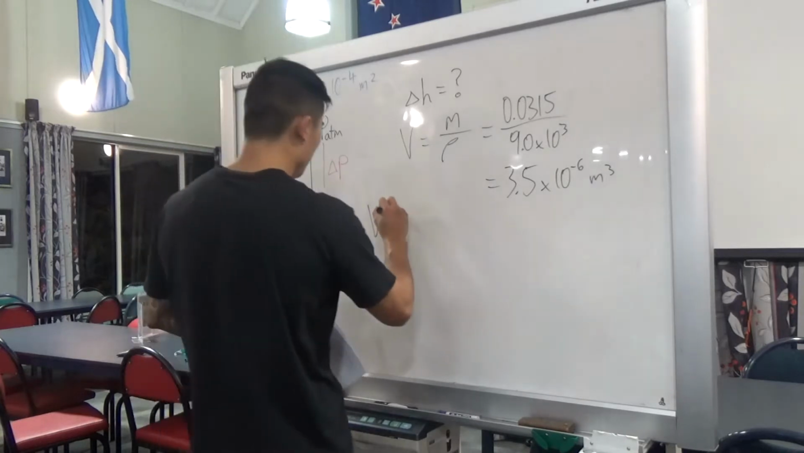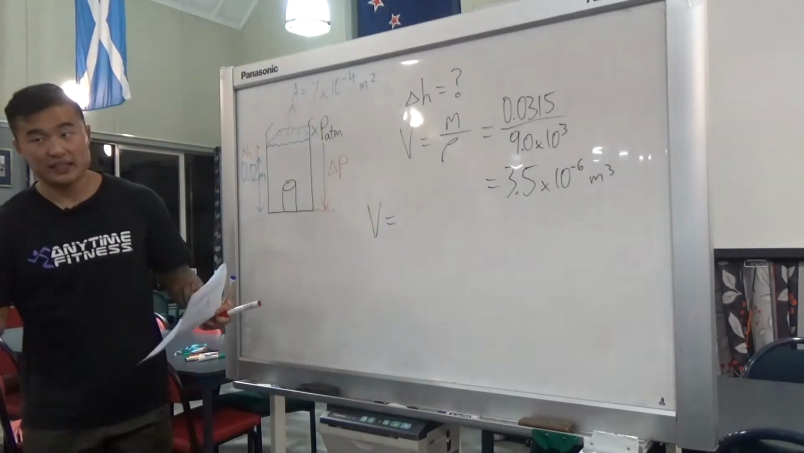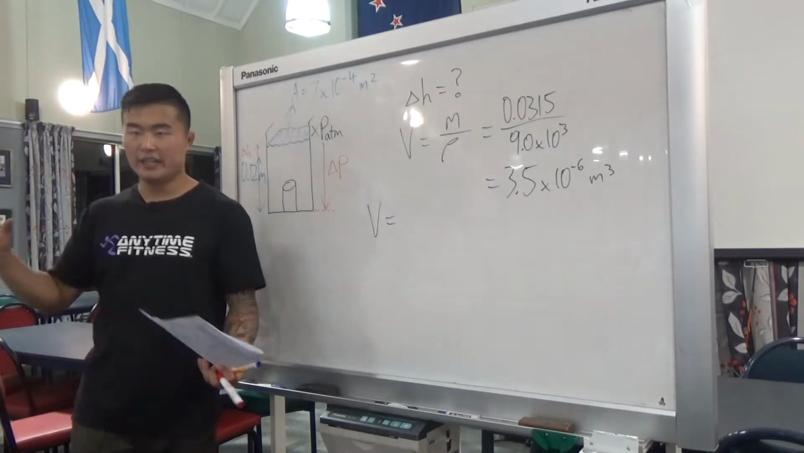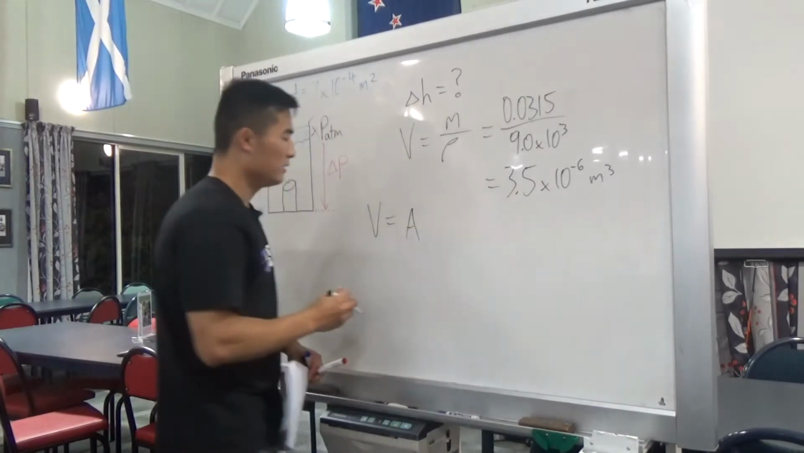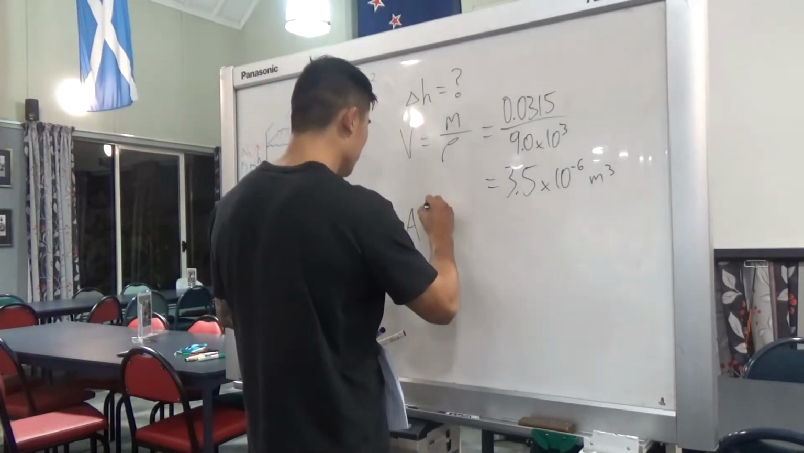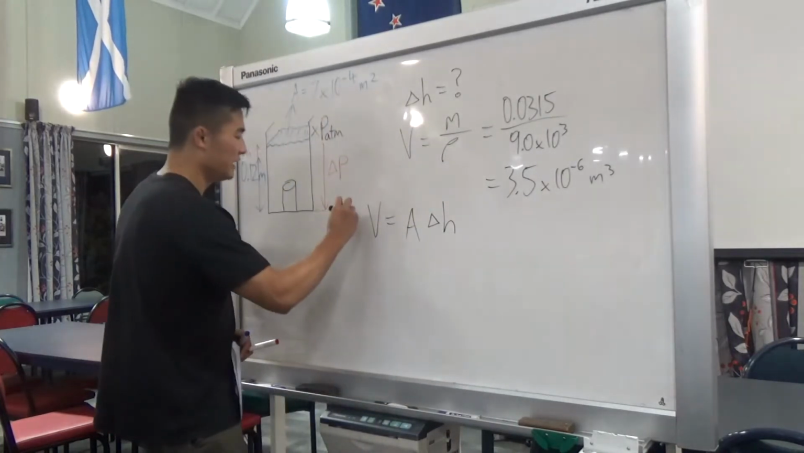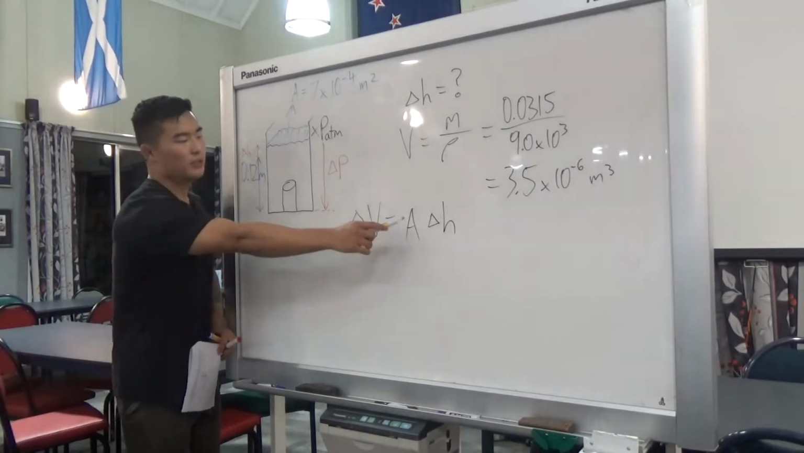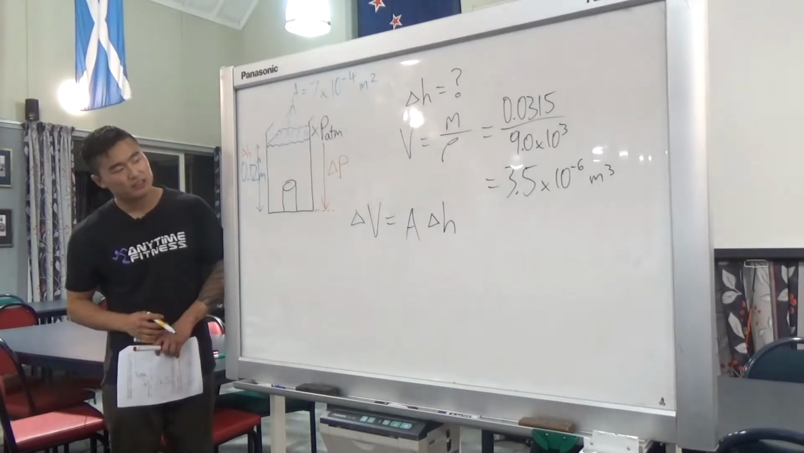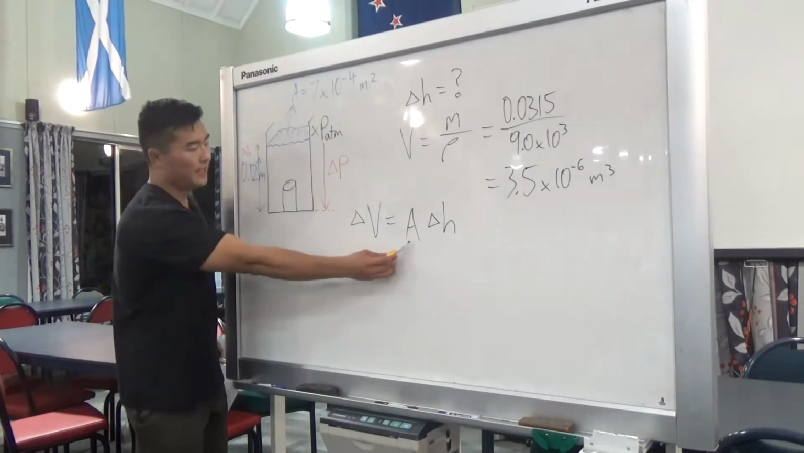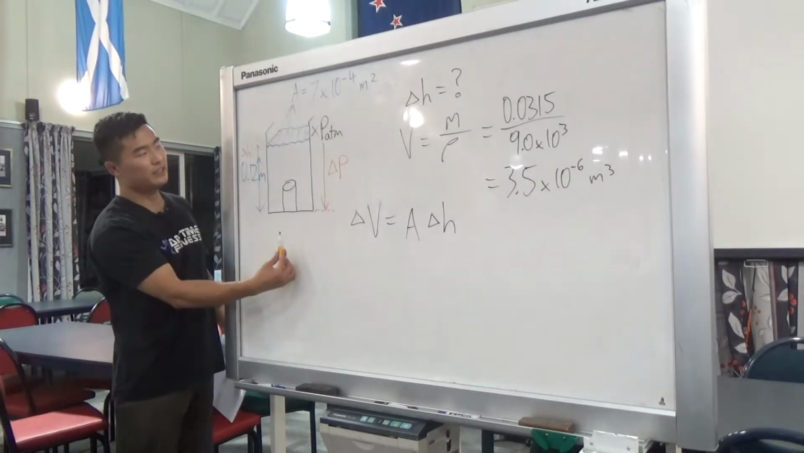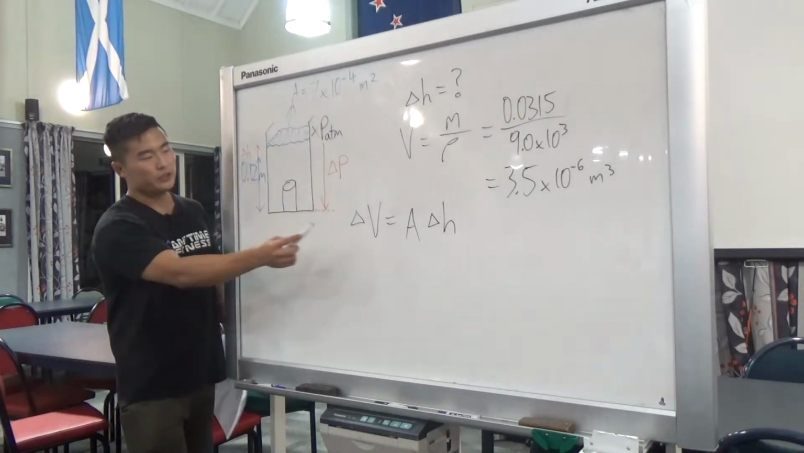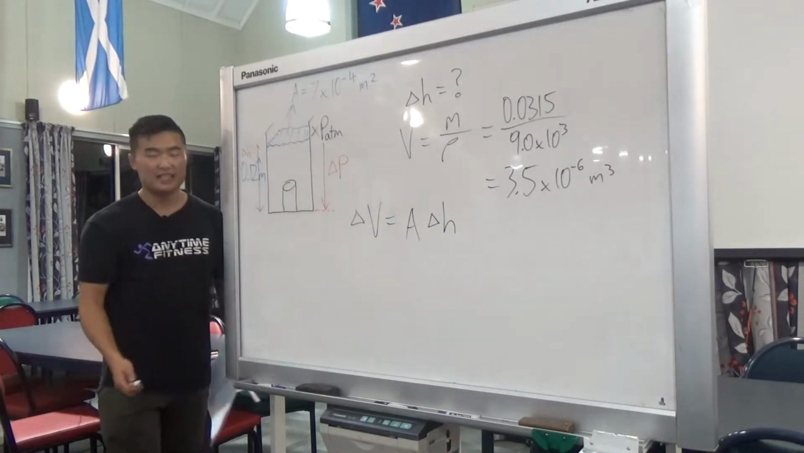And so the volume can be calculated by doing length times width times height. So length times width is the area, right? So area times the height. So we can say that the change in volume is equal to the area multiplied by the change in height. Okay, because we know that the area can't change. We've got a fixed area because it's just going straight up and down, so the area doesn't change. So any change in volume is due to a change in height.